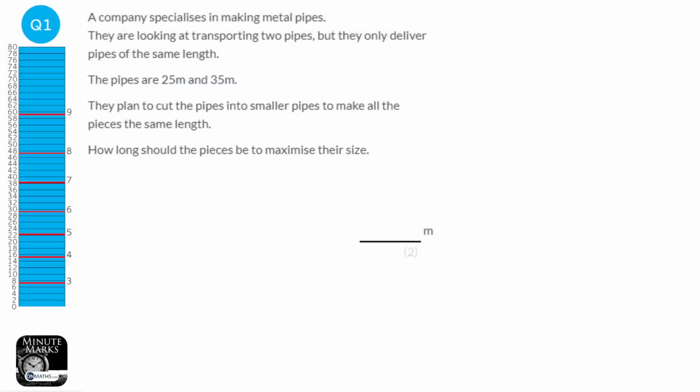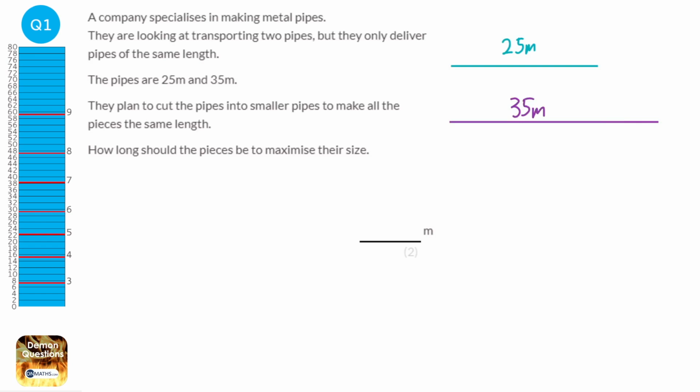So if we imagine we've got the 25 metre pipe here, and we've got the 35 metre pipe here. The question's basically asking us what can we cut all these pipes into, and they all have to be the same length that will fit with the 25 metre and the 35 metre. And essentially what this question's asking is, what is the highest common factor of 25 and 35?